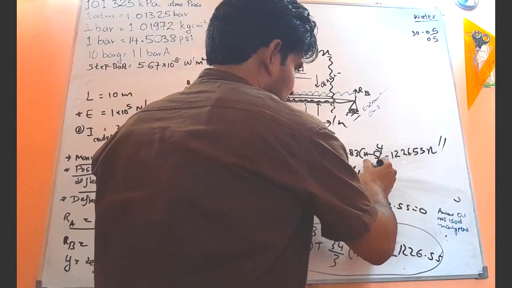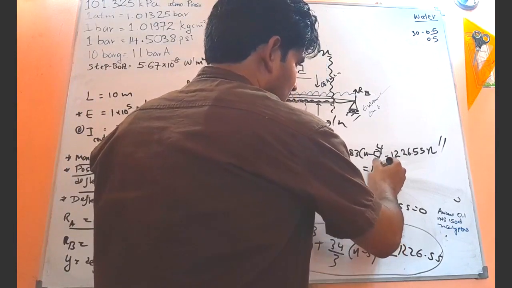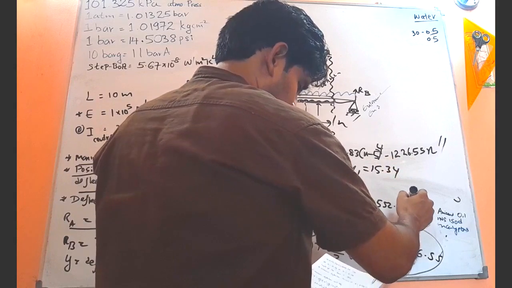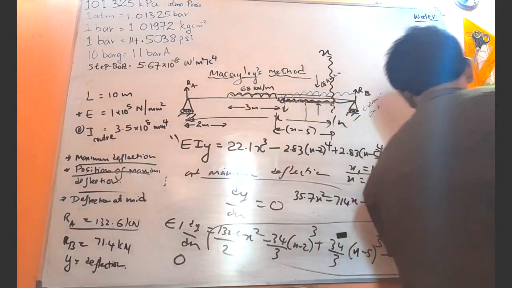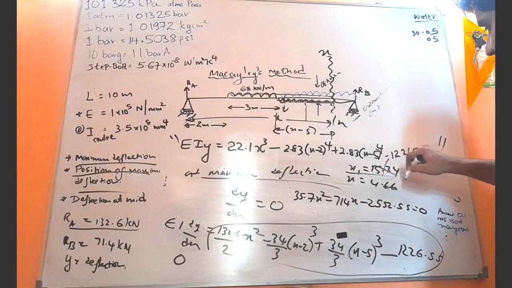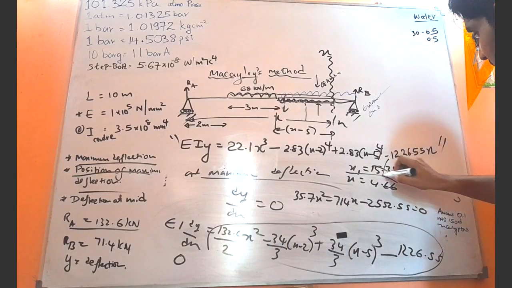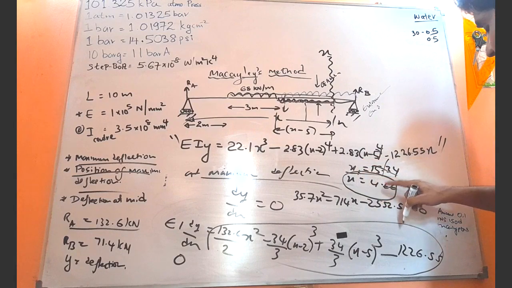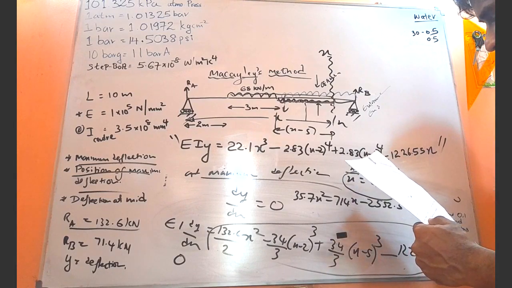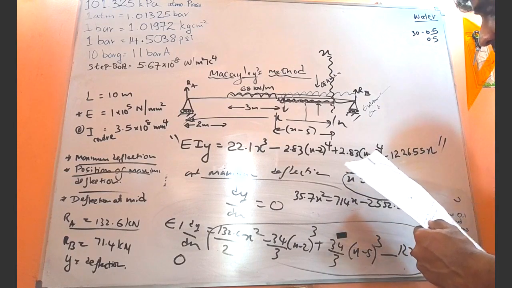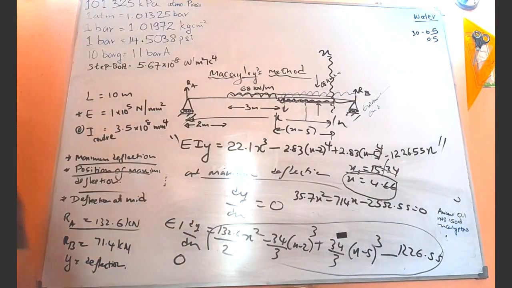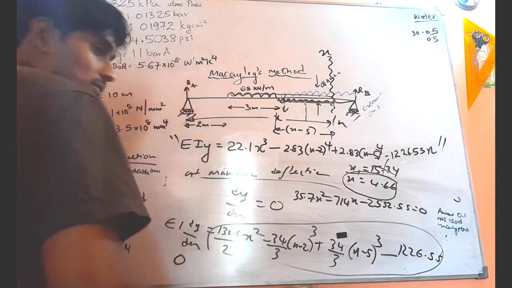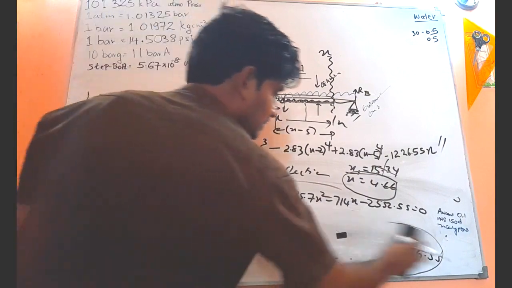So the first answer is x1 equals 15.34. The second answer is x equals 4.66. Now you know the length of our beam is 10 meters, so definitely the first cannot be the answer. So the possible answer where the maximum deflection occurs is x equals 4.66, right? So the maximum deflection occurs over there, right? What is the next thing?